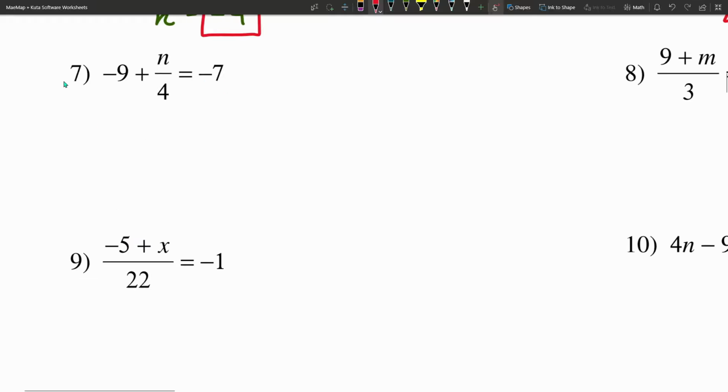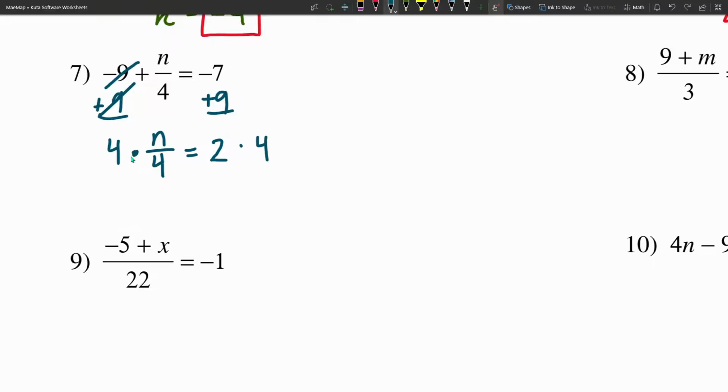Moving right along to number 7, we have negative 9 plus n over 4 equals negative 7. Notice that this negative 9 is not in that numerator, so we do not need to divide it by that 4. So I'll start by adding 9 to both sides in order to cancel out that negative 9. So I get n divided by 4 is going to be equal to negative 7 plus 9, that's going to be a positive 2. Because we're starting in the negatives at negative 7, adding 7 to that gets us to 0, but we need to add 2 more to get to that total of 9. So n divided by 4 equals 2. One more step, multiply by 4. So n is going to equal 8.